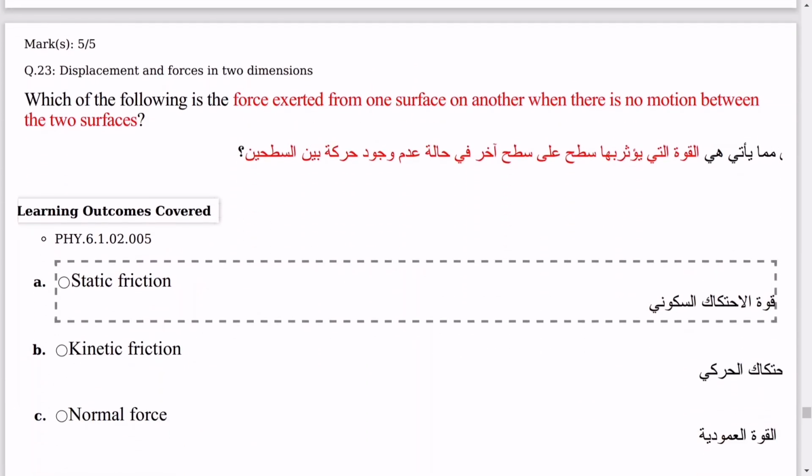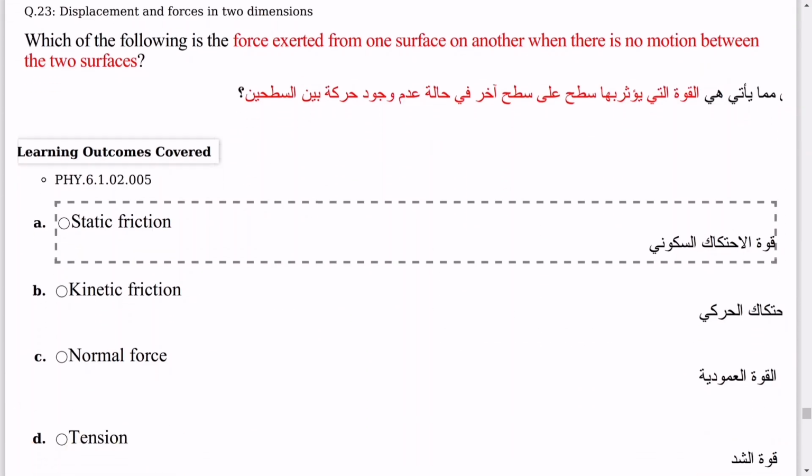Question number 23. Displacement and forces in two dimensions. Which of the following is the force exerted from one surface on another when there is no motion between the two surfaces? That is static friction, right? There are two types of friction, static friction and kinetic friction. Static friction means friction acting when the object is not moving. Kinetic friction is friction acting while the object is moving.